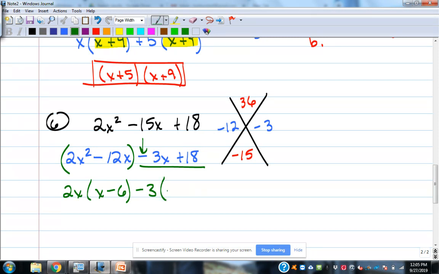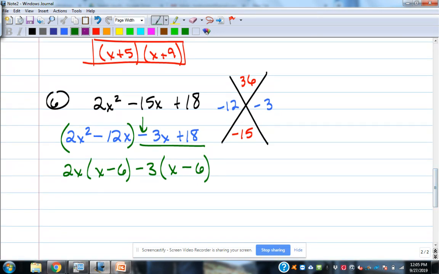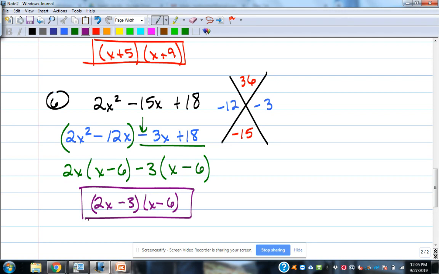And what's that leave in the parentheses? It's going to be x minus 6 because negative 3 times x is negative 3x. Negative 3 times negative 6 gets me the positive 18. So that's how that sign changes there. And then what are your final factors? 2x minus 3, x minus 6. Boom. You factored a quadratic. Easy stuff.